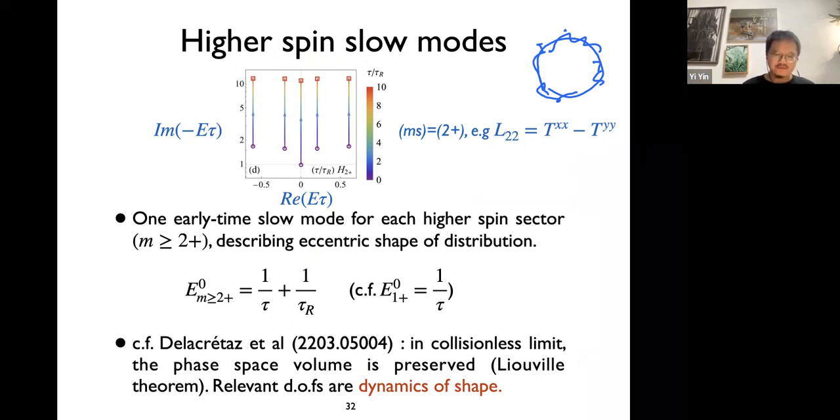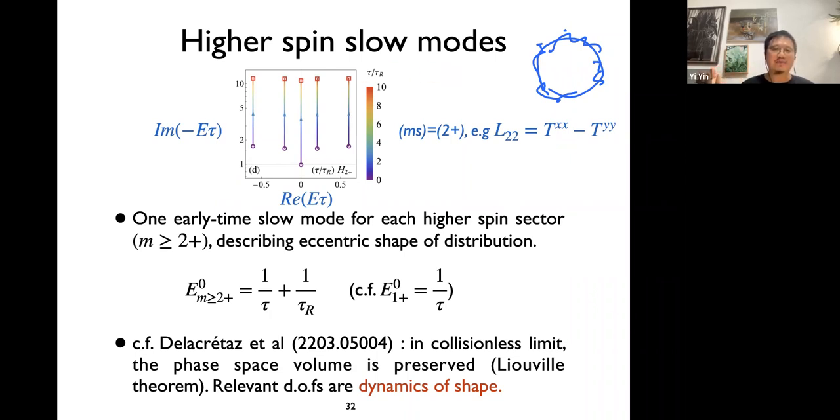But what is remarkable is that at each of those sectors, at very early time, there's a special mode which is gapped from all the other modes. Meaning, for each of the higher spin sectors, there's a slow mode, and its decay rate is exactly the same as the lower spin sectors. What does that mean? If you wish to describe the system at very early time, you need to take into account those slow modes coming from each of the spin sectors or harmonic sectors, m equals 2, m equals 3, etc. You may ask, well, what is the physics underlying these systems?